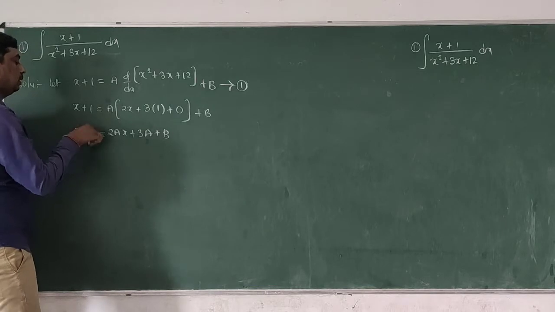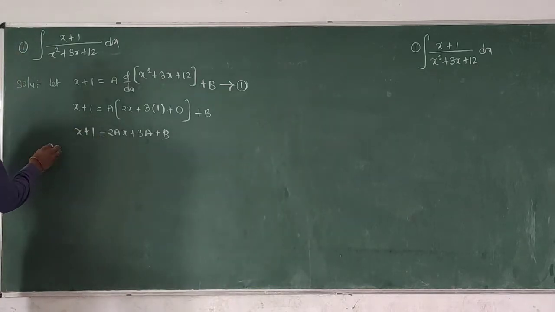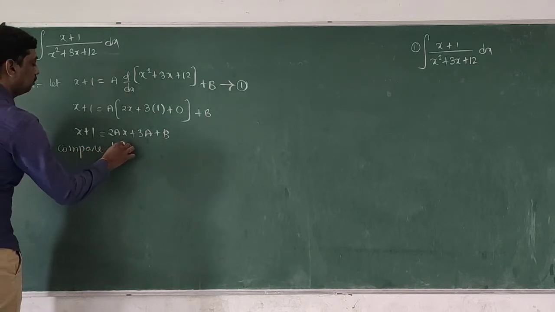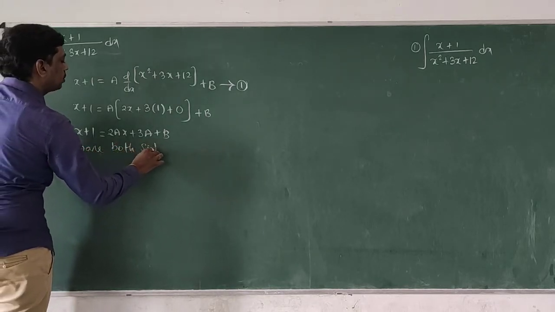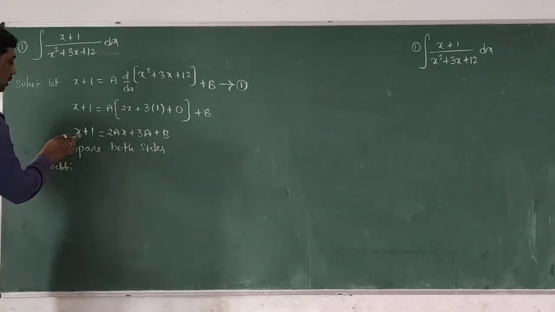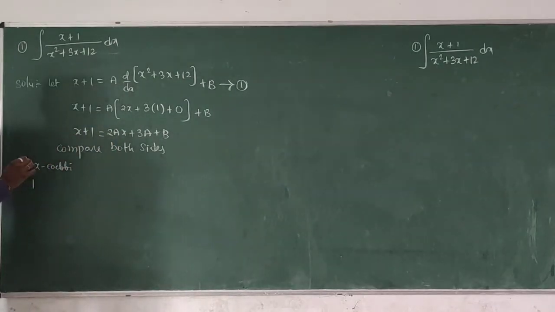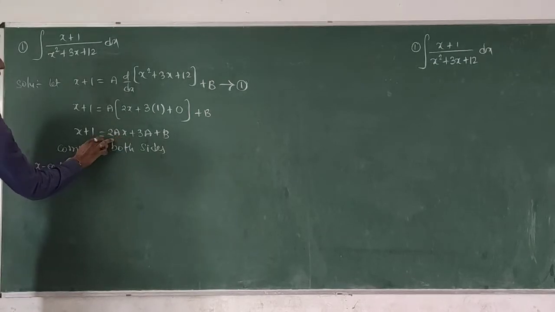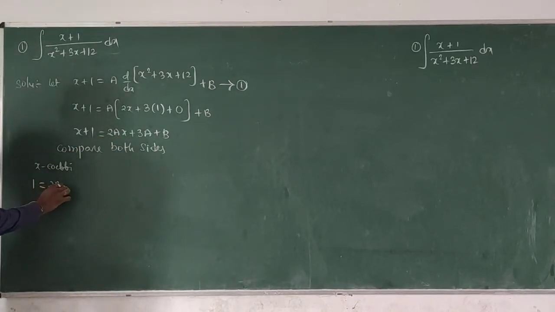Which is equal to x plus 1. Compare both sides. Which term? First, x coefficients. Compare both sides, x coefficient. Here in the LHS x coefficient equal to 1. In this one x coefficient equal to 2a. So 1 equal to 2a. From this 2a equal to 1, finally a equal to 1 by 2.